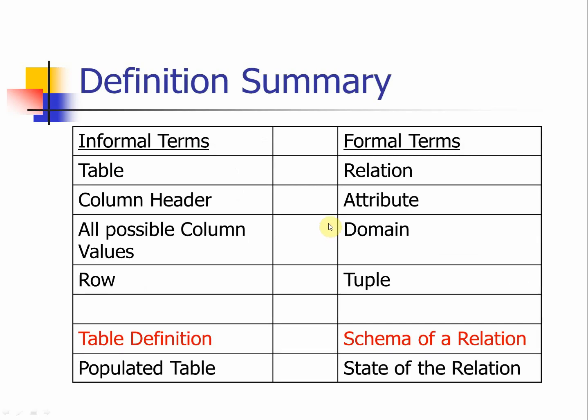So here is a summary of what we have looked into. There are some formal terminologies that we use, and there are also some informal terminologies that we use. The relation is like a table. A column header is the attributes that we are looking at. All possible column values are defined as the domain. Each row represents a tuple. The table definition is what we call a schema of the relation. Once we define the whole table, we will be able to start populating the table, indicating a different state of the relation. So those are the basic terminologies that we want to use in the relational model.